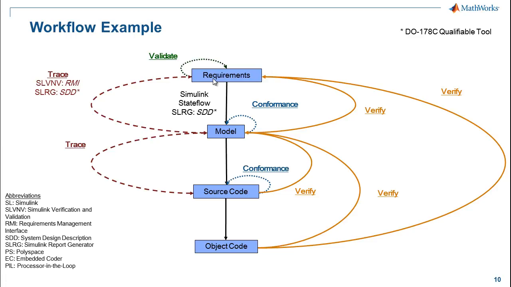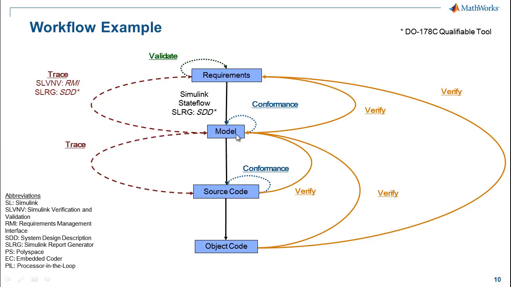Likewise, we also support what we call bidirectional traceability, which means that not only can we create a link from the model to the requirements document, but in some cases, like DOORS, Word, and Excel, we can actually create links in those documents to bring you back into the Simulink model. So this is how we can support that idea of top to bottom and bottom to top traceability.